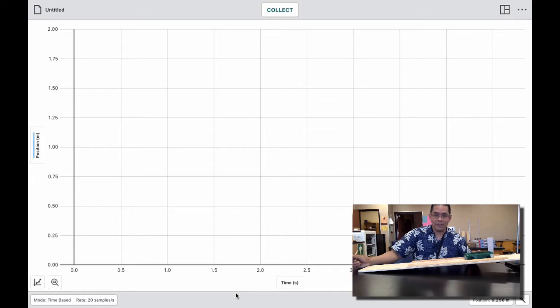Okay, so here we have the lab setup, making sure we have good space between ourselves and the sensor. And of course, we're just going to collect the data here and see how it looks.